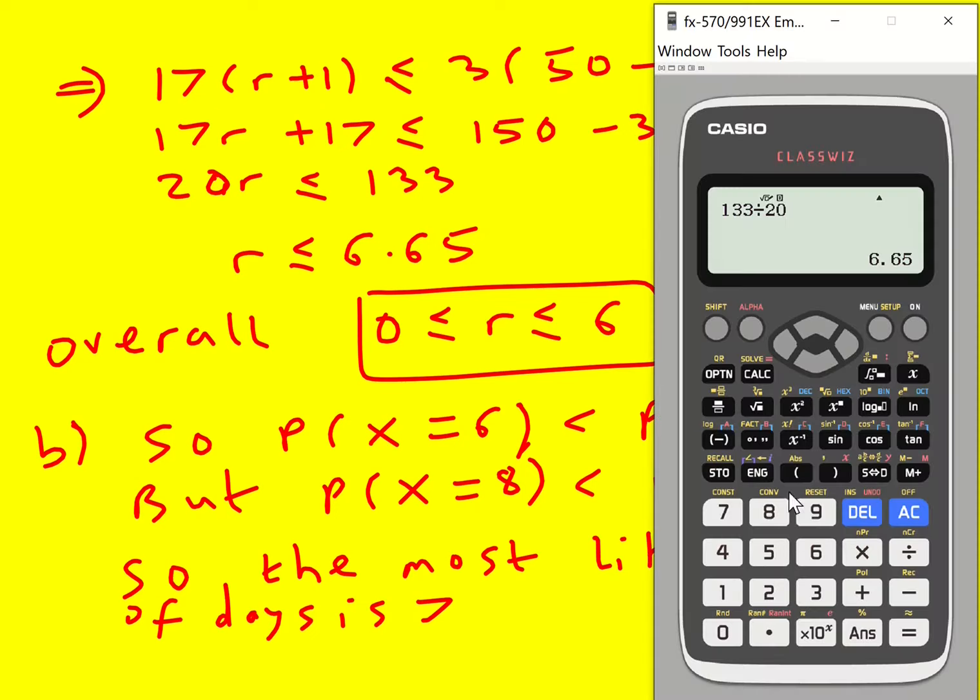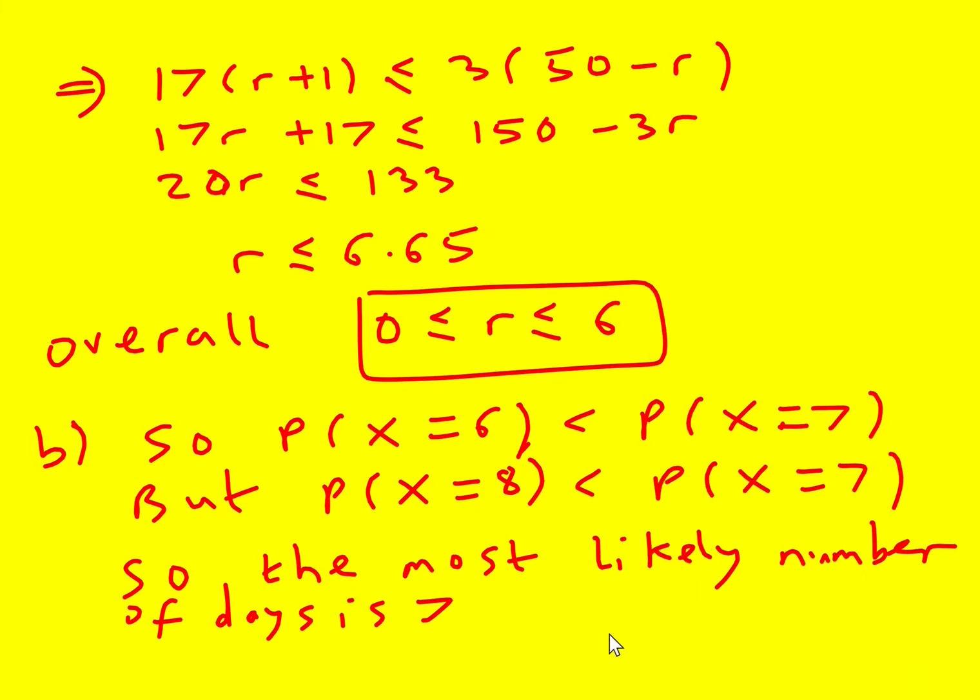Actually, just out of interest, if we found the mean of this binomial distribution, 50 times 0.15, it'd give us 7.5. So maybe not, but that's the highest probability, and that's what we get as the final answer.